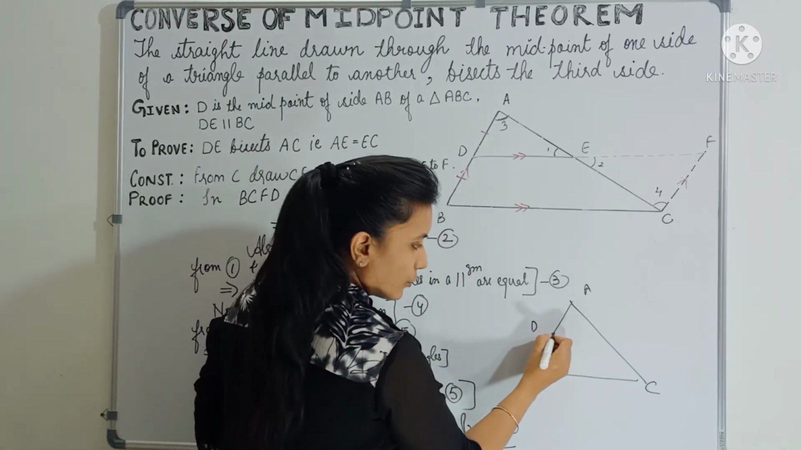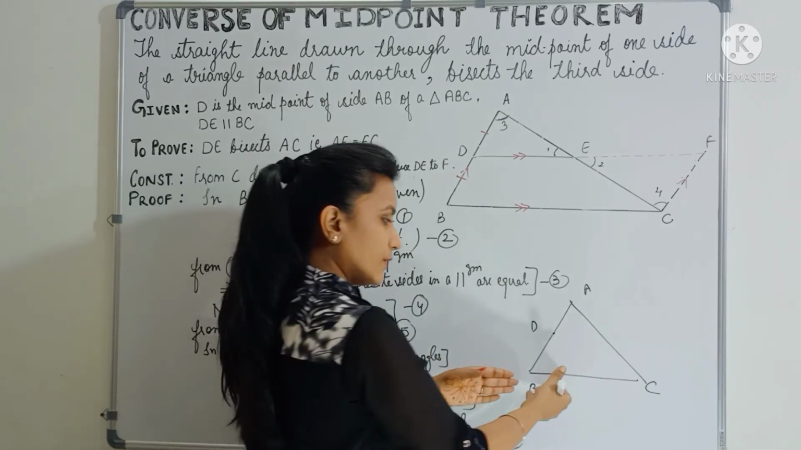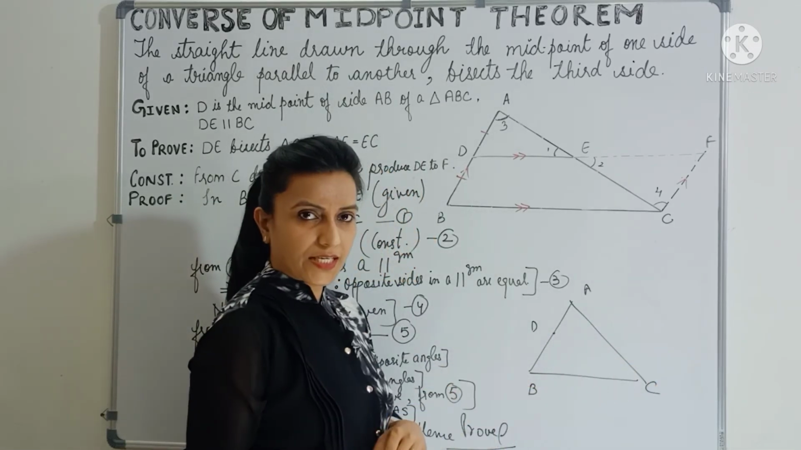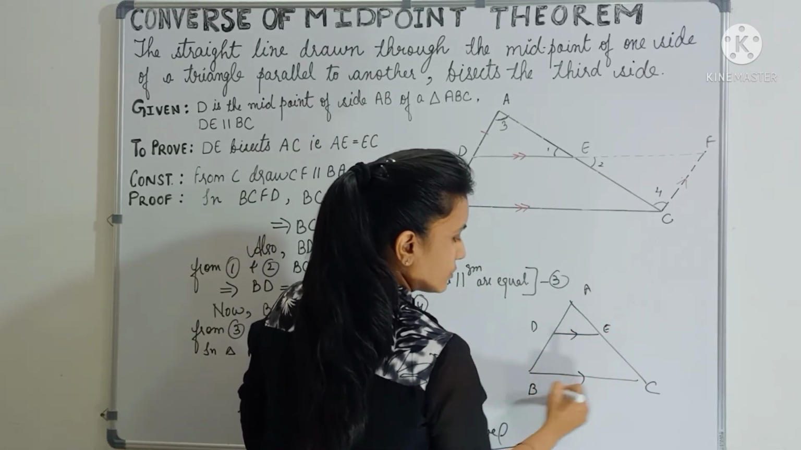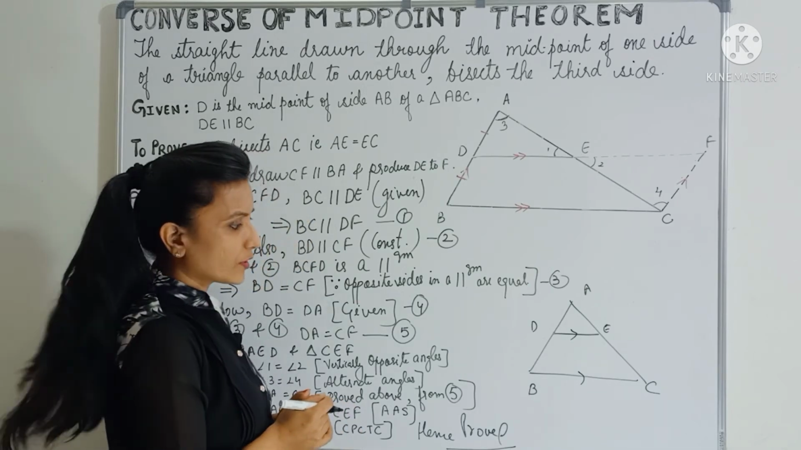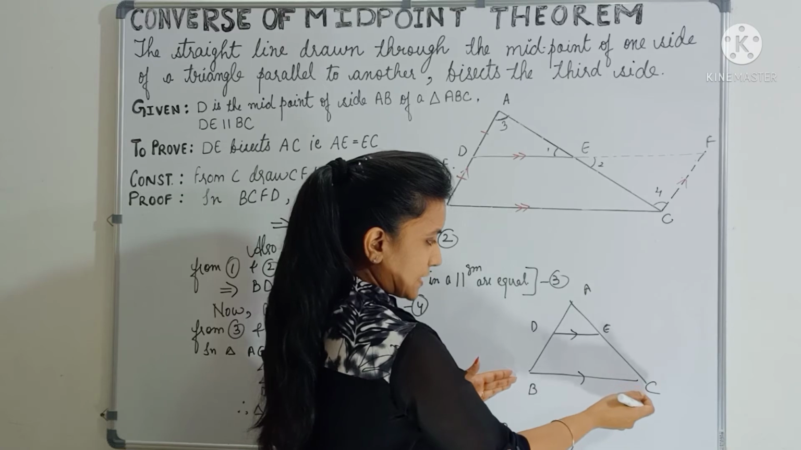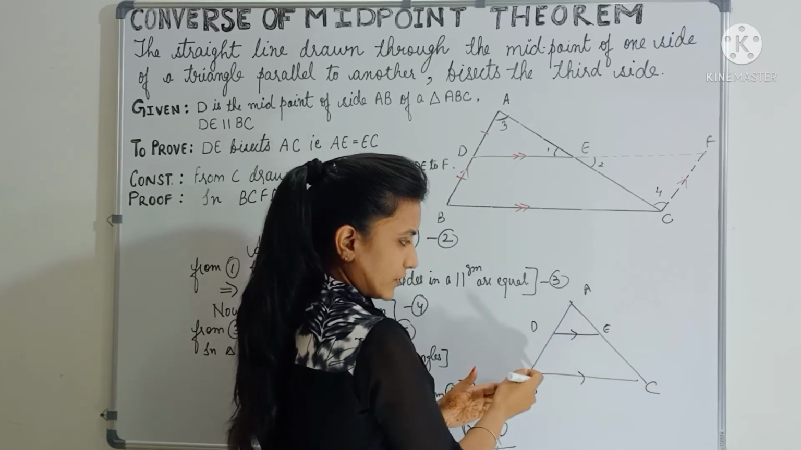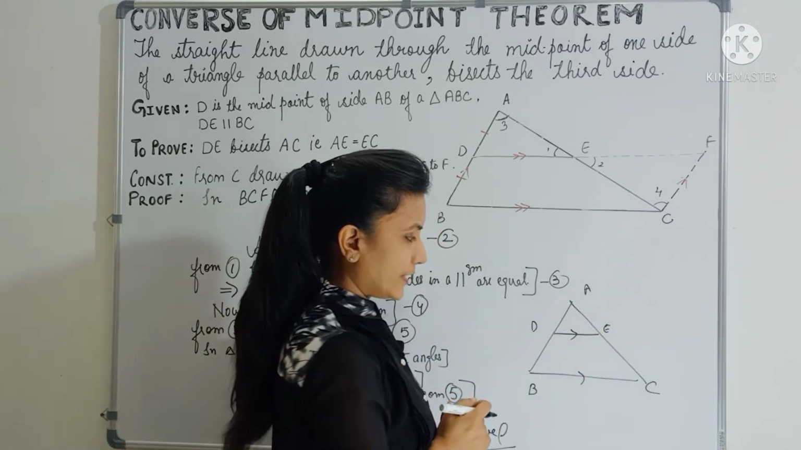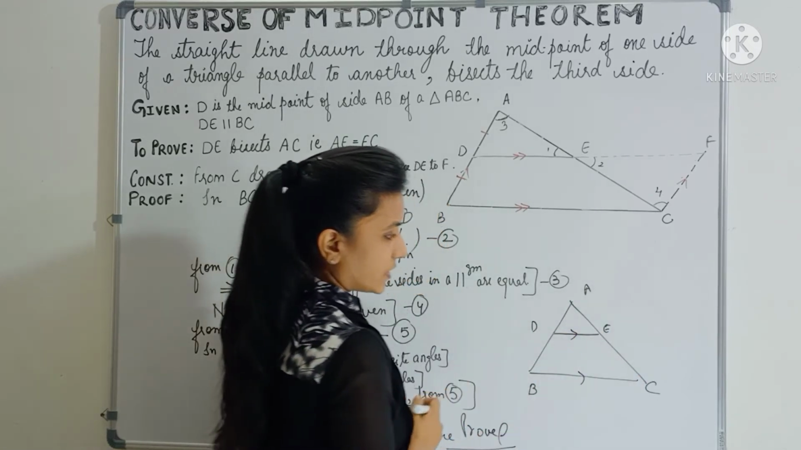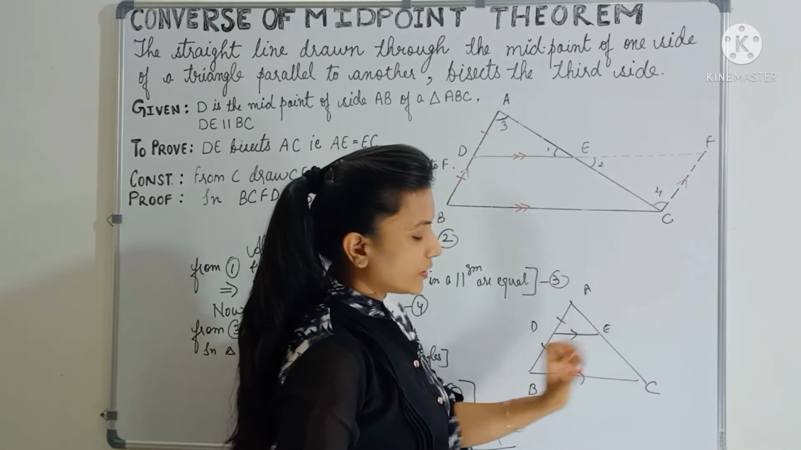Now from this midpoint you have to draw a straight line parallel to another side. It could be BC or it could be AC. You can take any side. So let me draw DE parallel to BC. Now DE is parallel to BC and D is the midpoint of AB, right? So this implies that E will be the midpoint of AC. DE will bisect AC. So now we have to show that AE is equal to EC, right?